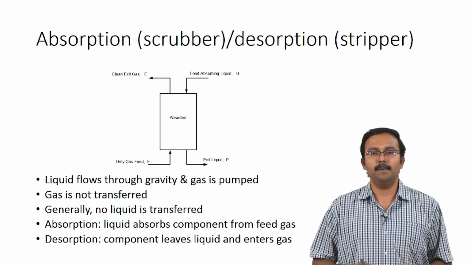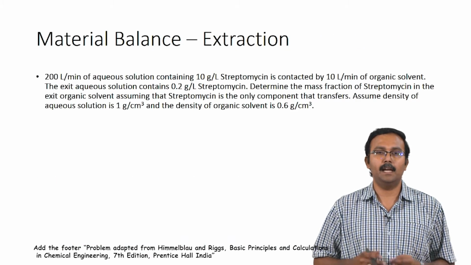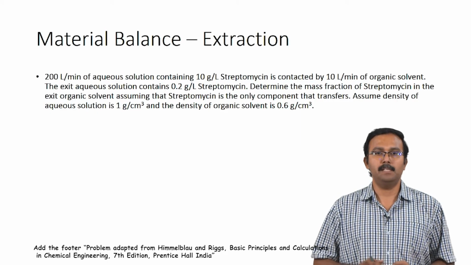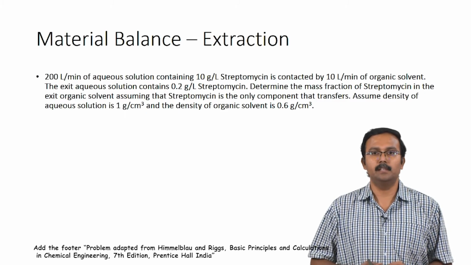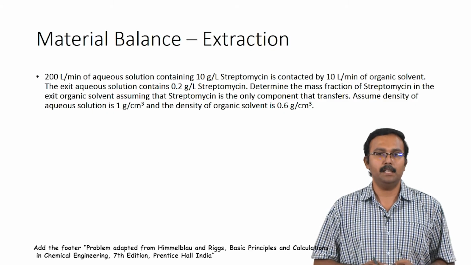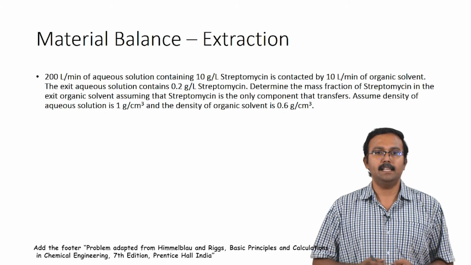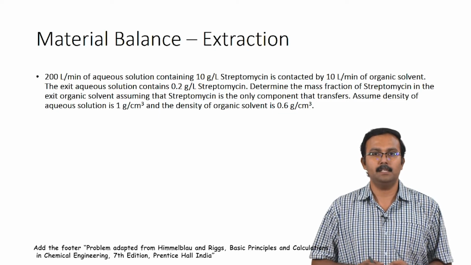Let us look at a simple example problem which will help us better understand these systems and perform material balance calculations for such a system. The problem statement says 200 liters per minute of aqueous solution containing 10 grams per liter of streptomycin is contacted by 10 liters per minute of organic solvent. The exit aqueous solution contains 0.2 grams per liter of streptomycin.